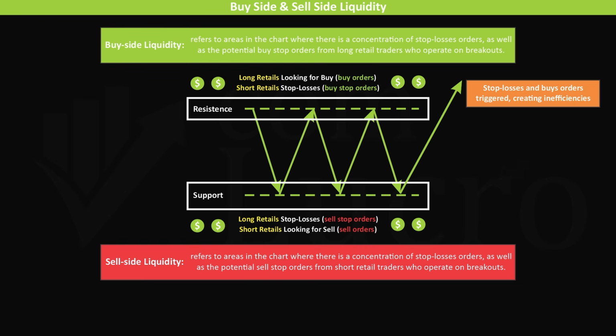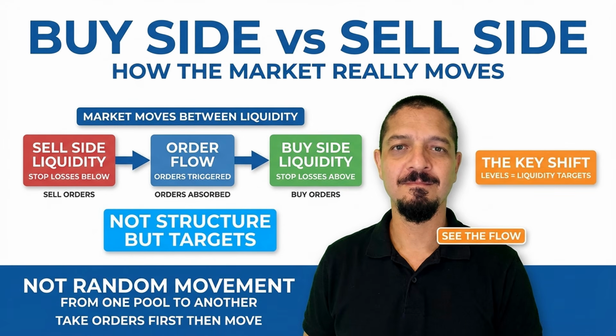In simple terms, the market moves from one area of liquidity to another, driven by orders being triggered and absorbed. By understanding buy-side and sell-side liquidity, you begin to see the market as an interaction between buyers and sellers. So now, when you look back at the chart, these levels are not just structure. They are liquidity targets. And this is the key shift. The market does not move randomly. It moves from one pool of liquidity to another, taking orders before delivering the real move.